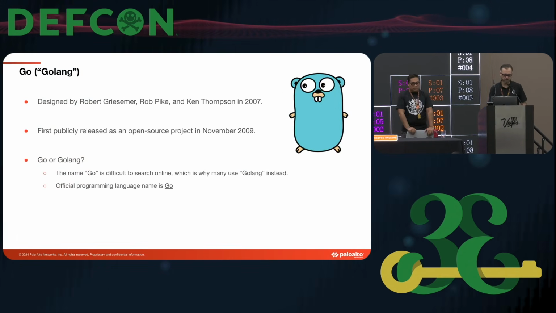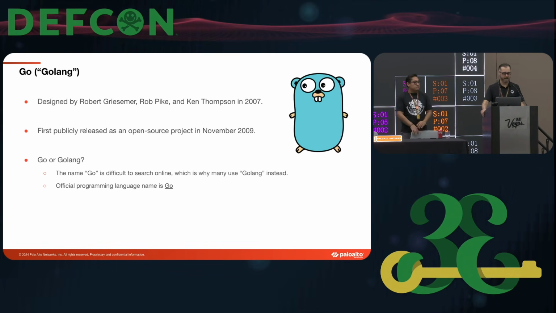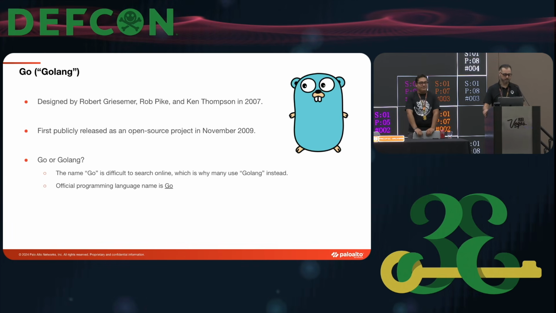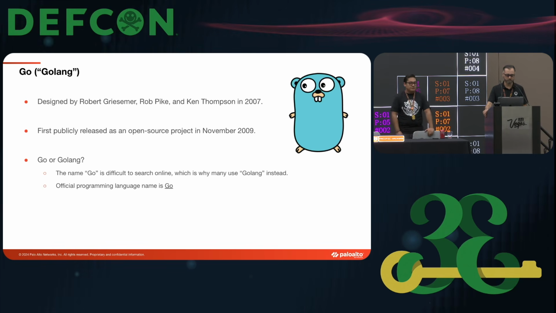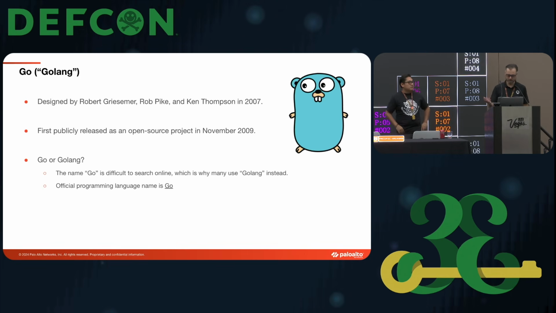All right, so first of all, let's introduce Golang. Golang was designed by Robert Griesemer, Rob Pike, and Ken Thompson in 2007. It was first publicly released in November of 2009. Some people wonder about the name, Go or Golang. Go is actually the official name of the programming language, but many people refer to it as Golang. Golang is easier if you want to search for more about the programming language, for example in a Google search.